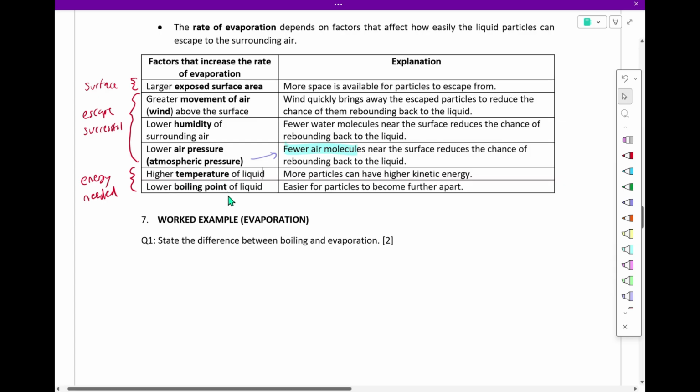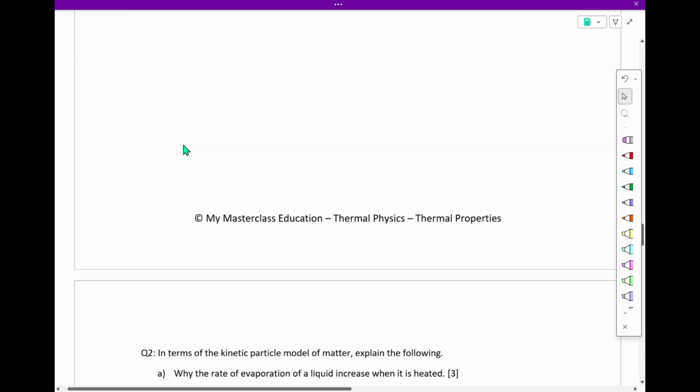For low boiling point itself, basically this is talking about the strength of your IMF, your intermolecular force of attraction. So if your forces of attraction are weaker, it's easier for you to break away, overcome and escape as a gas. Okay? Now, let's take a look at the word example.